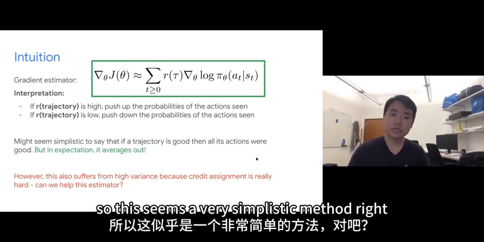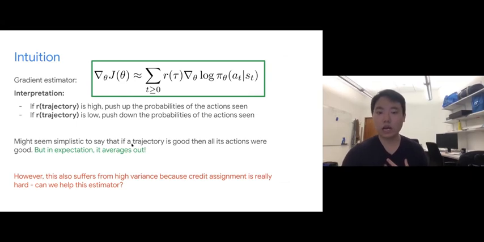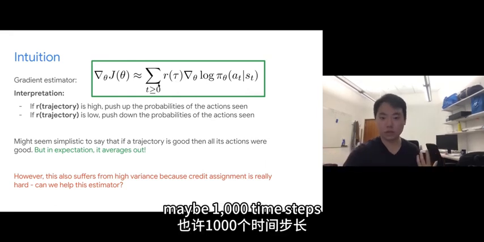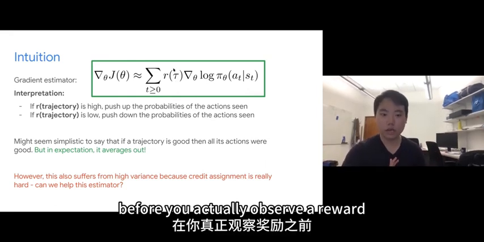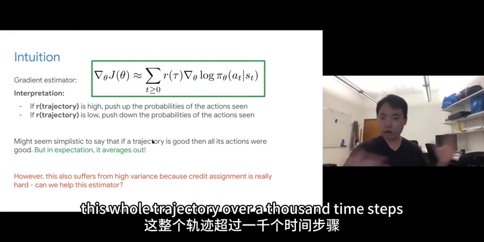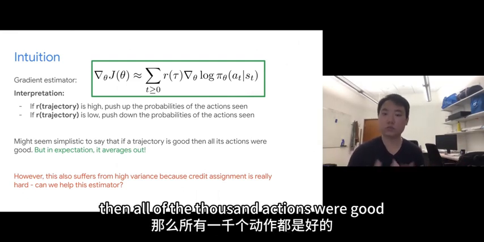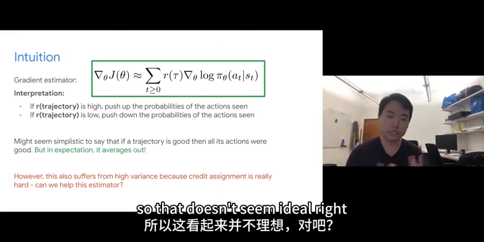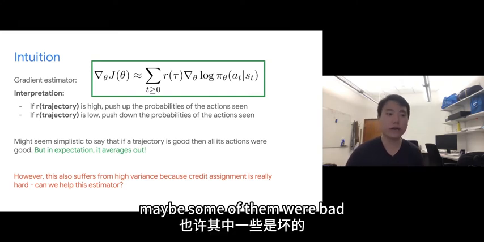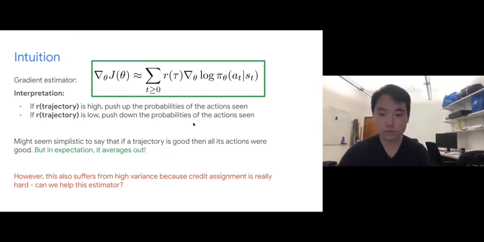So this seems a very simplistic method, right? I think the main issue here is that this trajectory can occur over a very long term, maybe 1,000 time steps before you actually observe a reward. So it's very simplistic to say that if this whole trajectory over 1,000 time steps ends up being good, then all of the 1,000 actions were good. That doesn't seem ideal, right? It seems like if you did a sequence of 1,000 actions, maybe some of them were bad and only some of them were good, that actually led to a high positive reward.